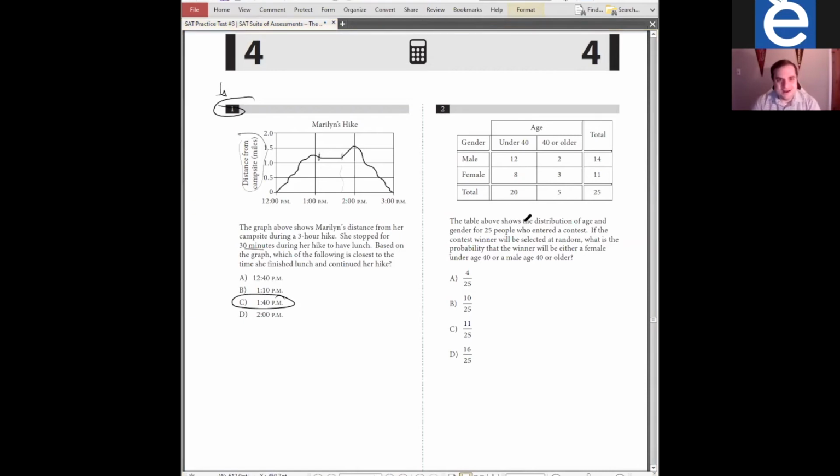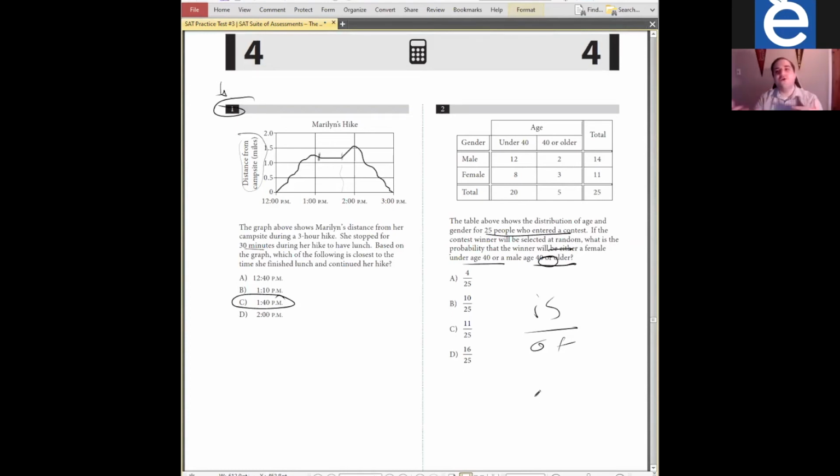The table above shows the distribution of age and gender for 25 people who entered a contest. If a contest winner will be selected at random, what is the probability that they will be either a female under 40 or a male over 40? All right. So this is one of those is over of questions. It's probabilities, but it's an or probability, not an and probability.